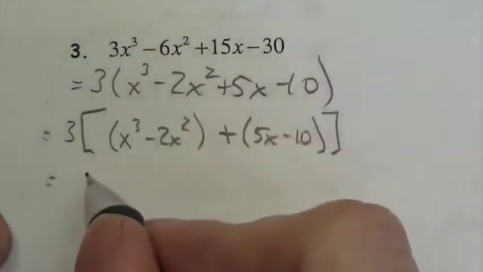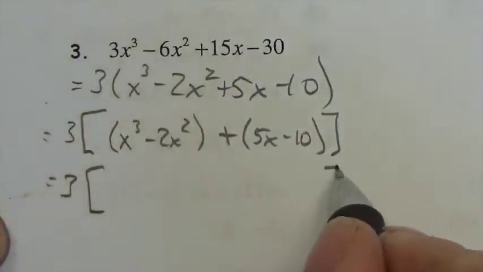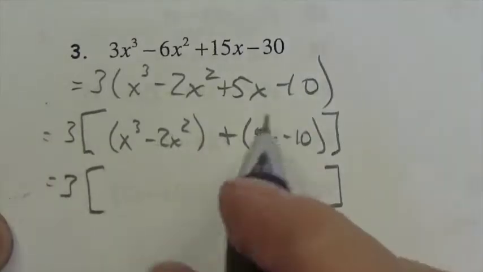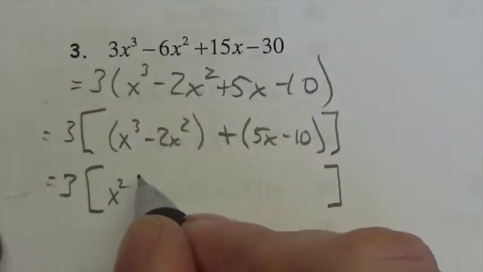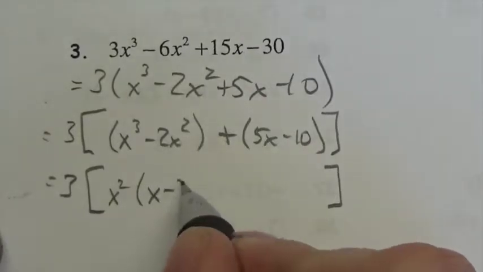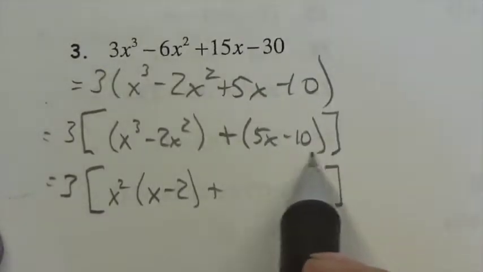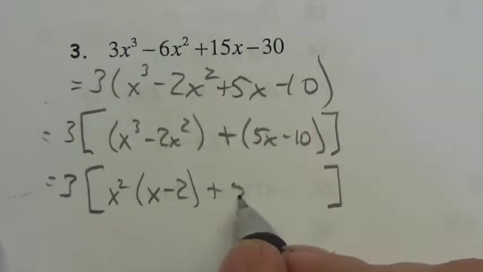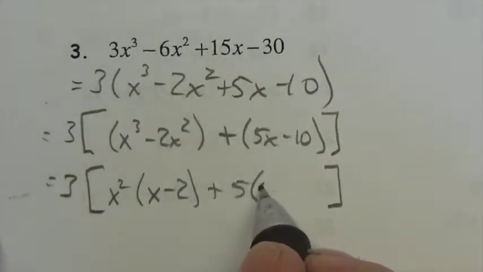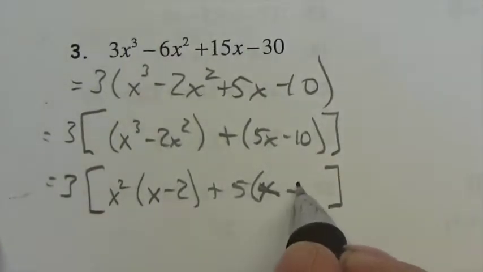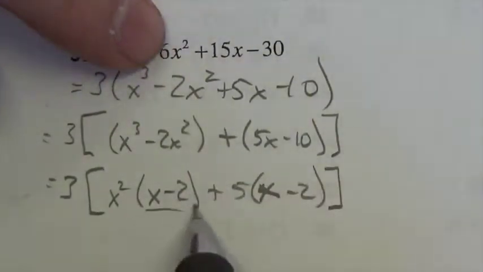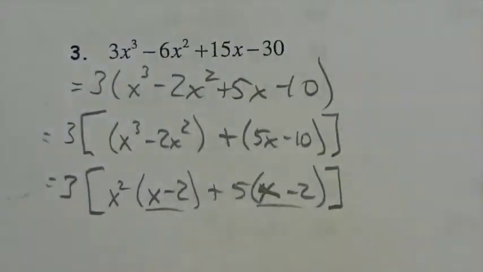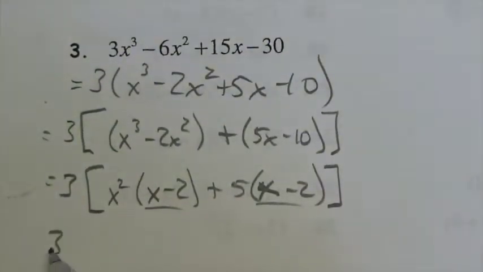Okay, now still I'm going to use those big square brackets there. In my first term here, I've got a common x squared. It's going to leave me with an x minus 2. Here I've got a common factor of 5, and that's it. When I take that out, I'll be left with an x there and a minus 2 there. So between those two terms, I can see that there's a common binomial factor, x minus 2. So here's the 3 that I took out.